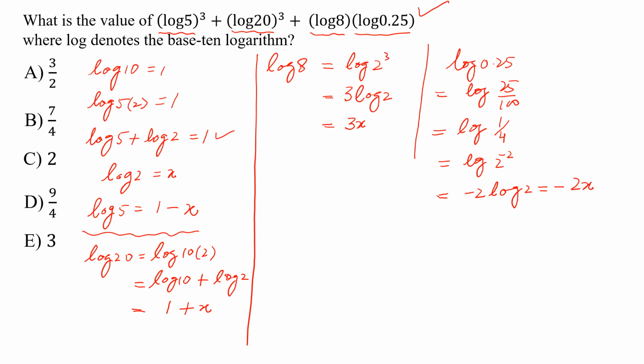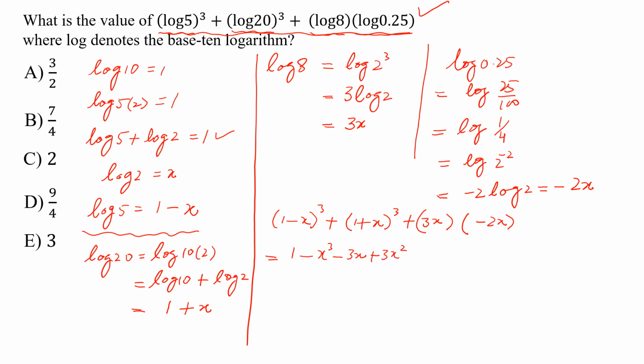Now we will put all these values in the question. So (log 5)^3 will be equal to (1 - x)^3. Log 20 is 1 + x, so (1 + x)^3. Then log 8 is 3x into -2x. Simplify this. (1 - x)^3 is equal to 1 - x^3 - 3x + 3x^2.